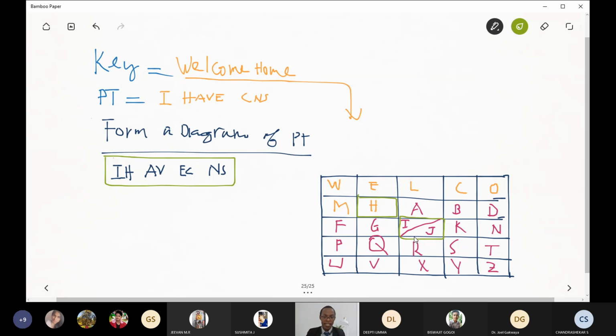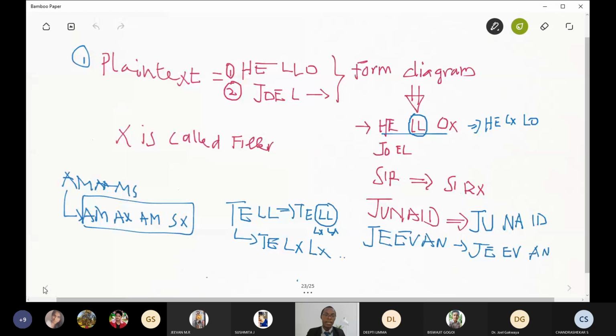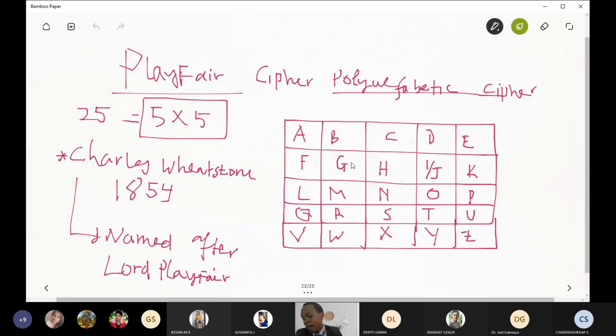Before you understand this, let me explain. Let me come back to this table. Keep in mind this one. Now we have this, we are going to form a ciphertext. I'm going to give you some rules. The rule number 1, the rule which is going to be applied for this one, says like this.